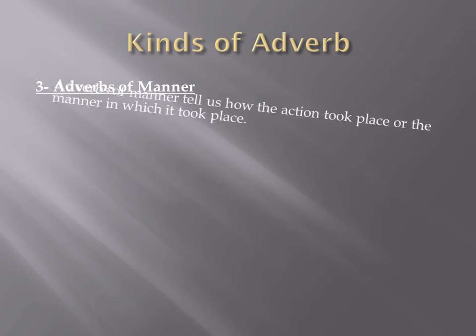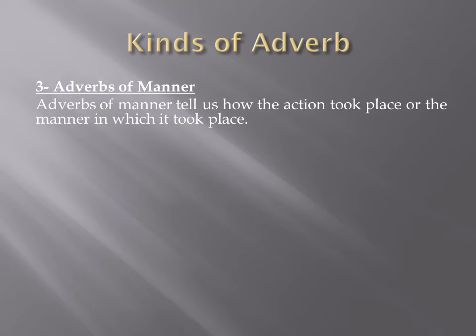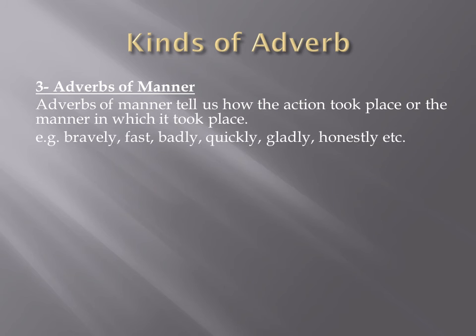Adverbs of manner. Adverbs of manner tell us how the action took place or the manner in which it took place. Like adverbs of time tell us when the action took place, adverbs of place tell us where the action took place. Likewise, adverbs of manner tell us how the action took place, like bravely, fast, badly, quickly, gladly, honestly, etc.